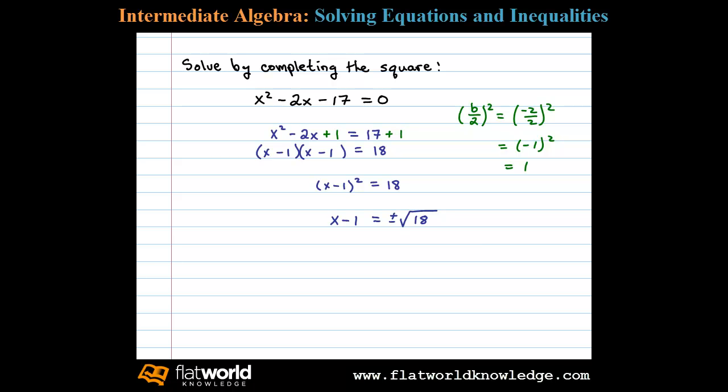Now before solving for x here, I notice we can simplify the square root of 18 because 18 is 9 times 2. So we can write x minus 1 equals plus or minus, the square root of 9 is 3, so plus or minus 3 times the square root of 2. And then finally, adding 1 to both sides, we have our two solutions, x equals 1 plus or minus 3 times the square root of 2.